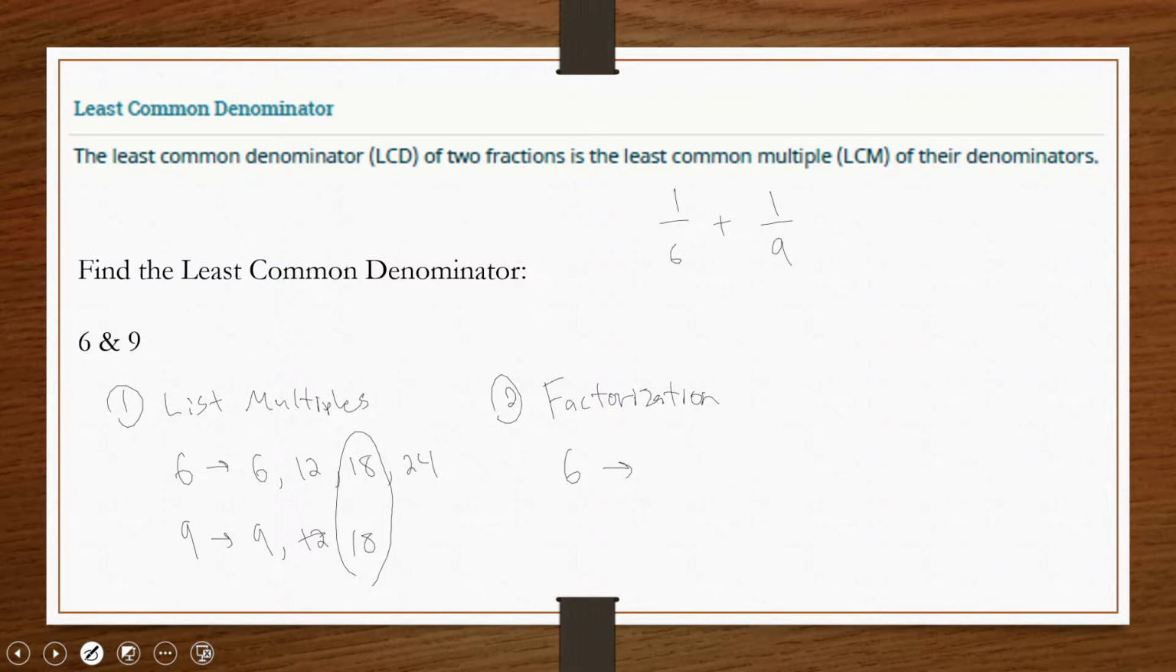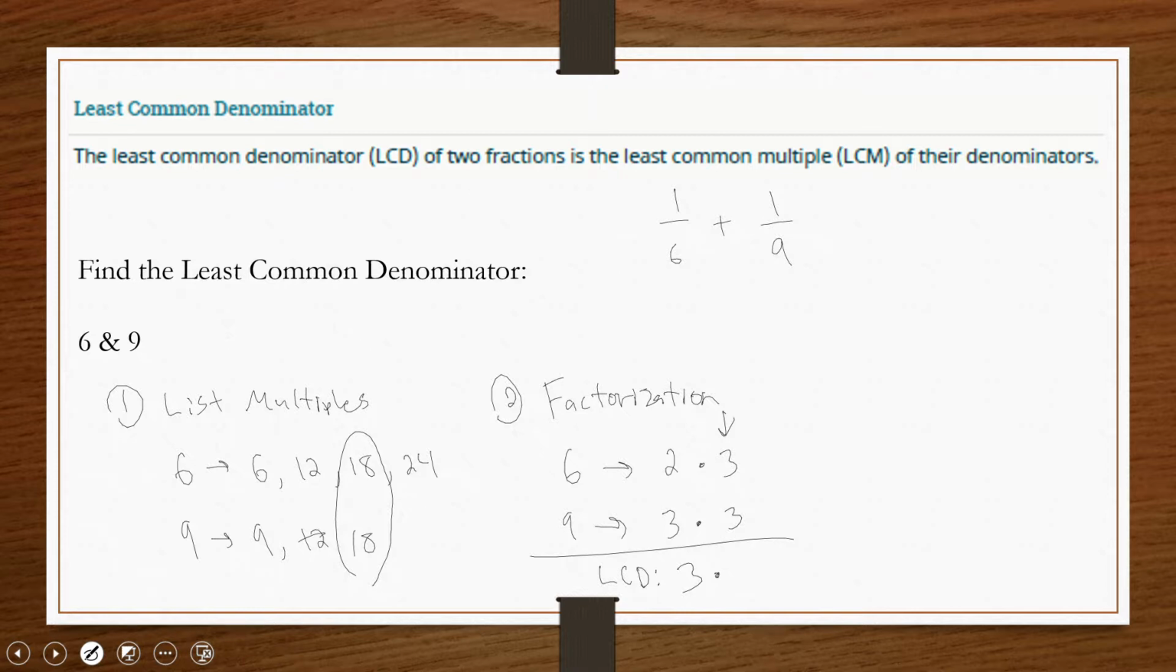So again, we utilize this list method, except now I'm looking for the prime factors of my two digits. 6, for instance, would break down into 2 times 3. 9 would be 3 times 3, like this. So how do we use this to create the LCD or LCM? Well, I list only once the common prime numbers in each of my lists. So for instance, 6 and 9 both have a common prime of 3. I would list that once.